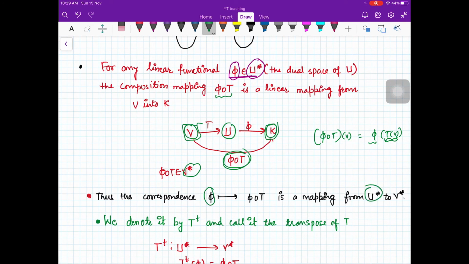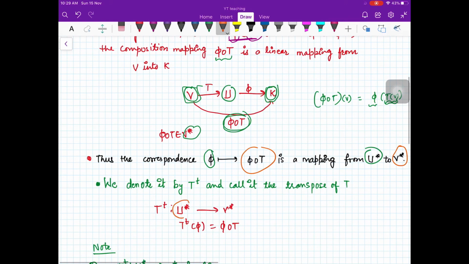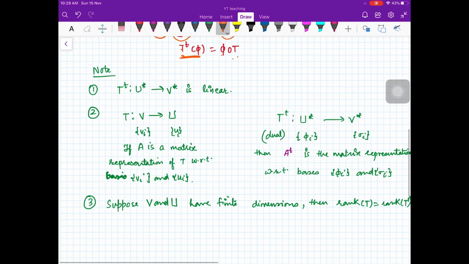So it means that you can take phi from U star and then you can map it to phi o T in V star. So we got a map from U star to V star, which we denote with T transpose. T transpose of phi is equal to phi o T. This is called the transpose of T, right?